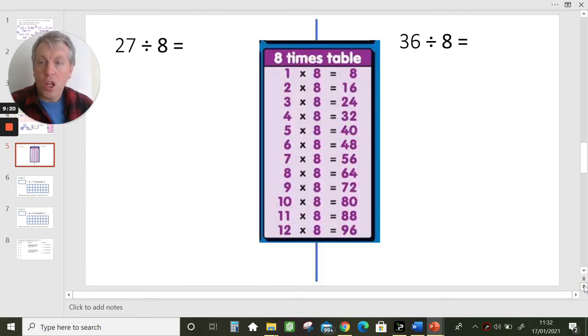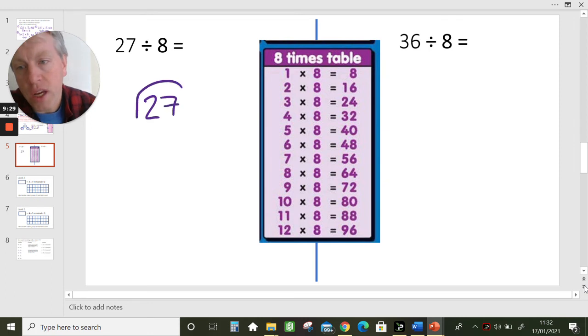So, 27 divided by 8. We're going to use which times table? The 8s. We could just show our working out. We've got to split 27 into the nearest one on the 8s. 1 times 8 is 8. 2 times 8 is 16. 3 times 8 is 24.